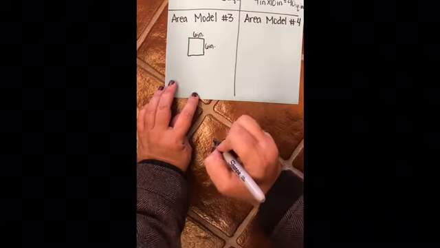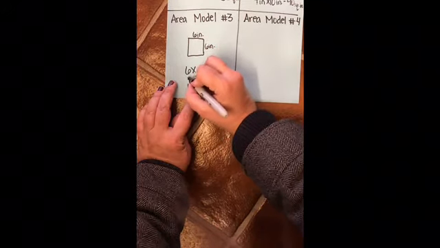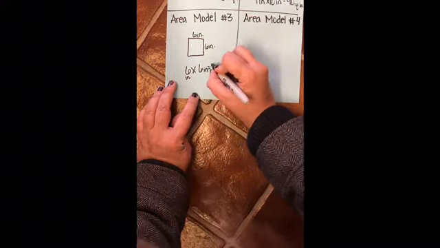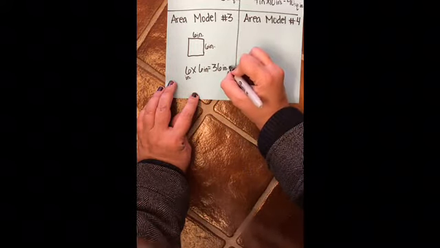Okay, you should have said that the area of my tile was 6 inches times 6 inches equals 36 inches squared or squared inches.